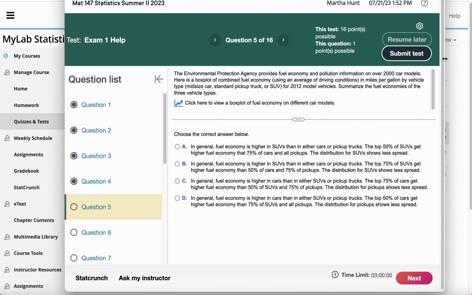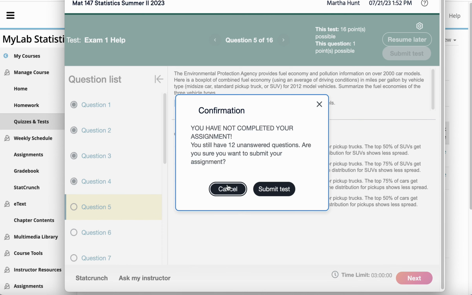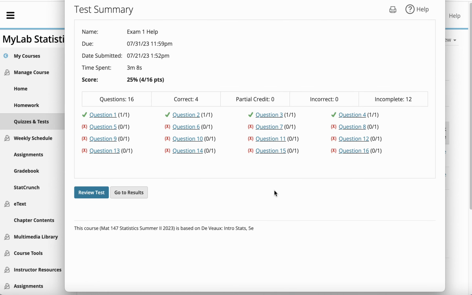Okay, so I've decided I'm going to just submit the test, even though I know I haven't finished it. You've not completed it. Are you sure you want to leave the question? Yes. You've not completed your assignment. What do you want to do? I want to submit the test. And so the questions that I answered, I got correct. And of course, the questions I didn't even try to respond to, I got incorrect. Now, this is an amazing feature here. You can review the test.